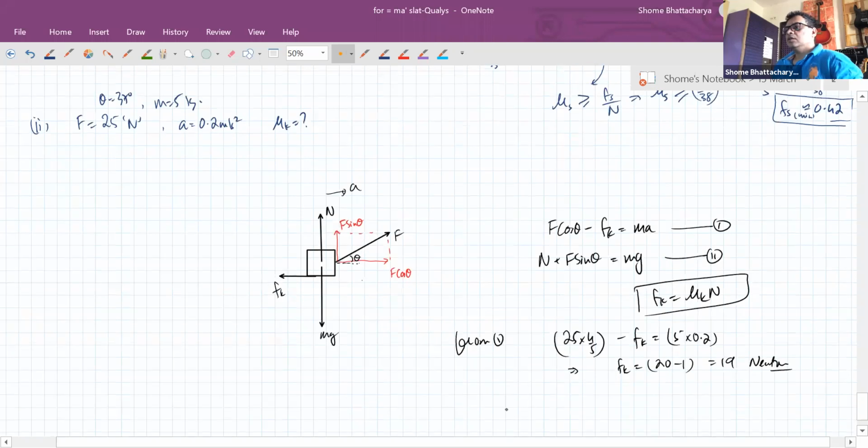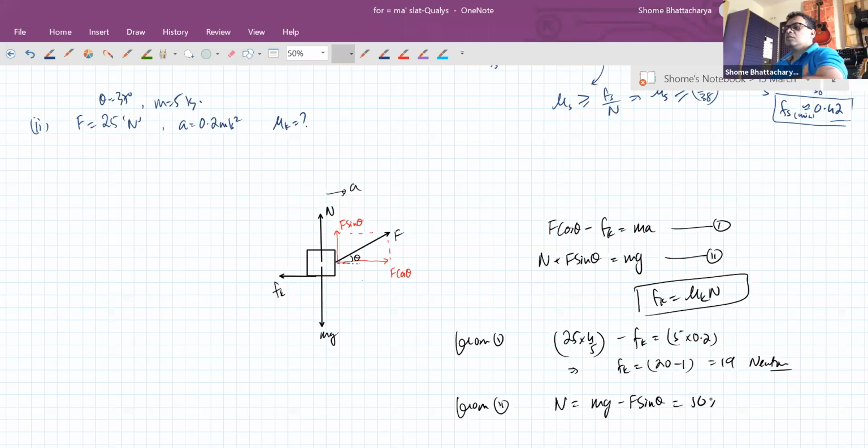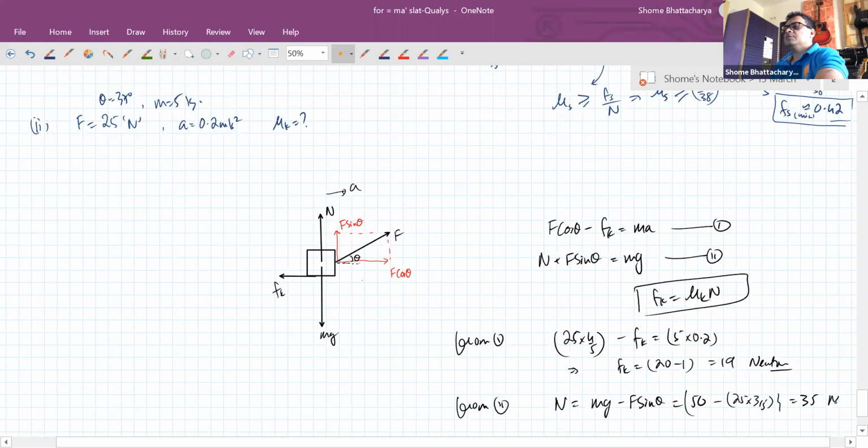And from equation 2, we can see normal reaction, how much is it coming? 50 minus 15 this time, because it's 25. So 35 newtons this time, normal reaction.